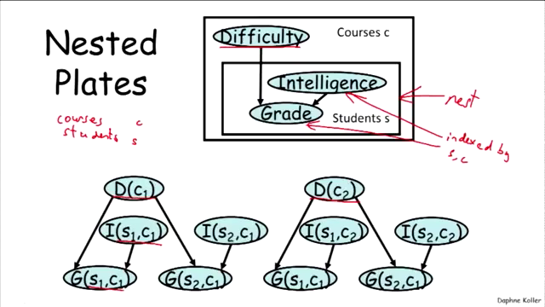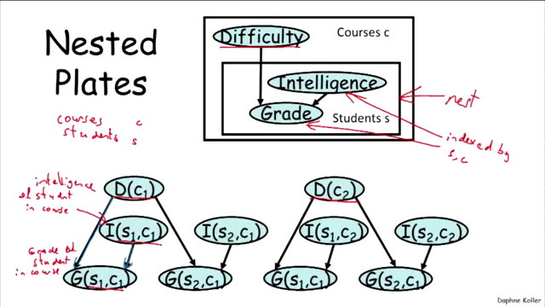Let's think about the implications of this model. The implications are that the intelligence is now a property of both the student and the course, the intelligence of student in course. And that the intelligence of a student in a particular course influences the grade of the student in that course. And you can see that by having this dependency model over here.